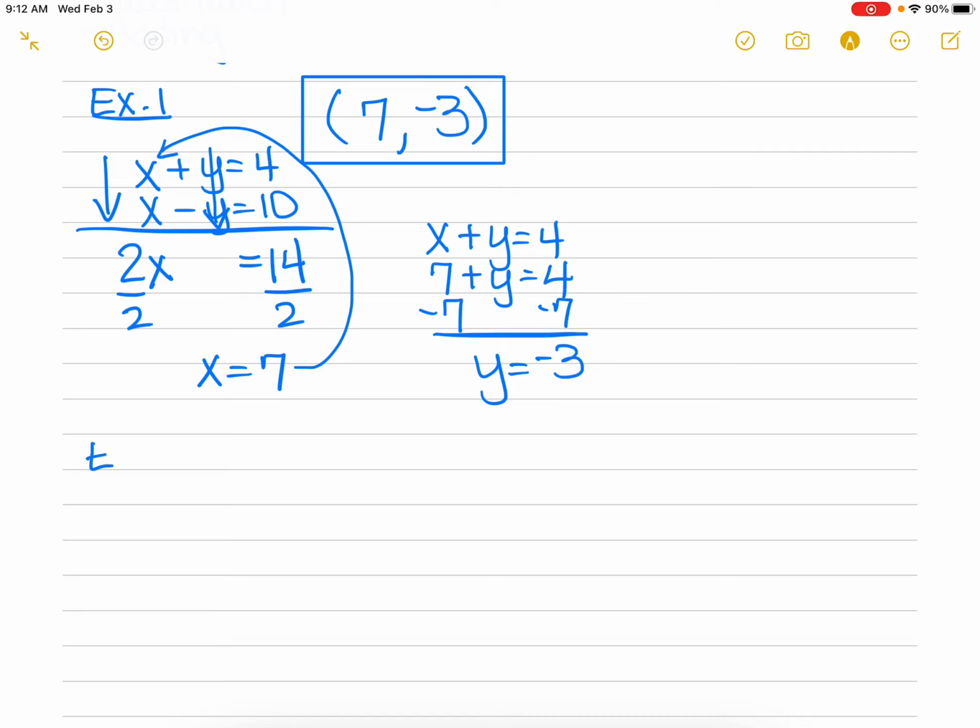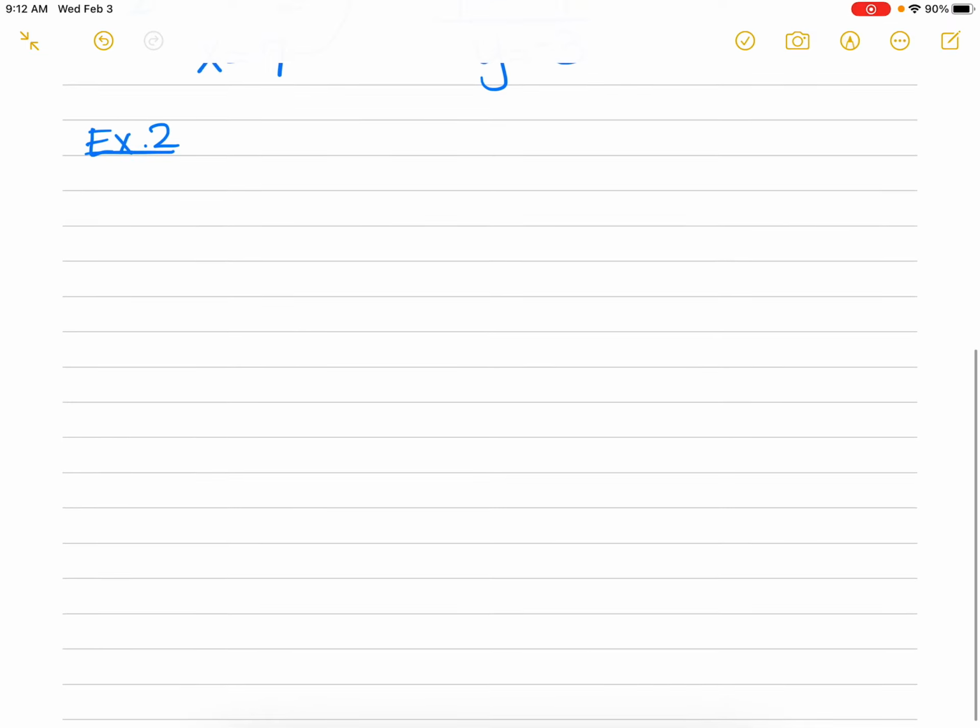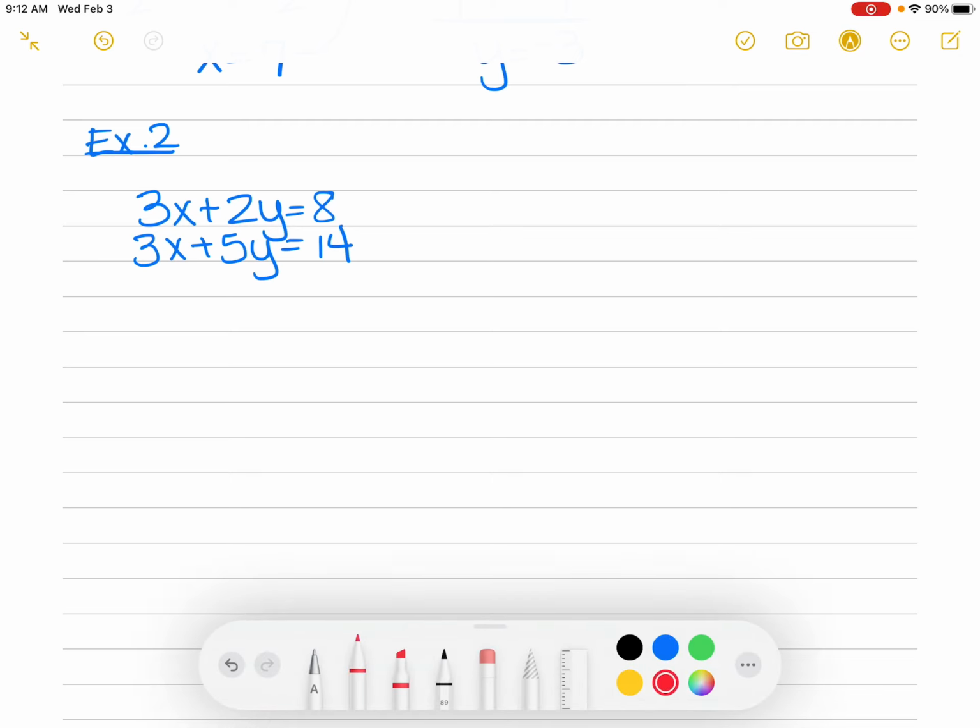Okay, so example 2. Now, I know this is called the addition method, but let's look at this next one. We have 3x plus 2y equals 8, and 3x plus 5y equals 14. Okay, don't write this right now. I want to show you something in red, and I'm going to erase it right after I do it.